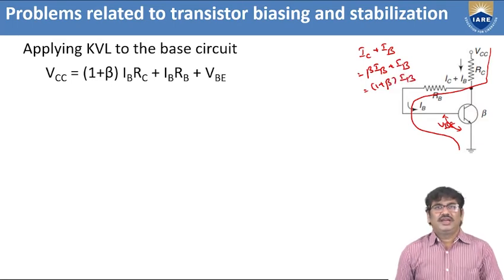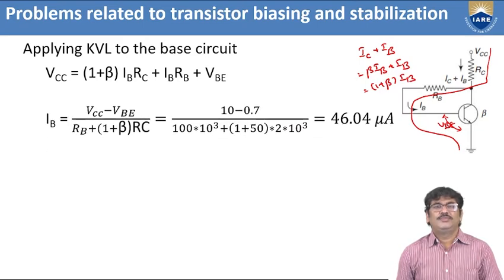From this, you can extract the IB current expression as IB is equivalent to (VCC minus VBE) divided by (RB plus (1 plus beta) into RC). Upon substituting the corresponding values, IB is given as (10 minus 0.7) divided by (100 into 10 power 3 plus (1 plus 50) into 2 into 10 power 3). From that, you'll get the base current equivalent to 46.04 microamperes.